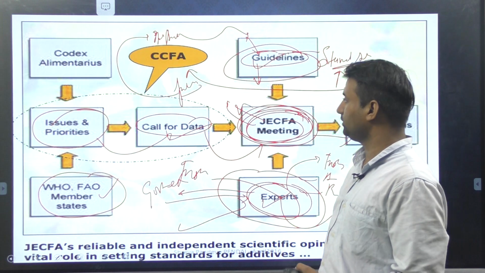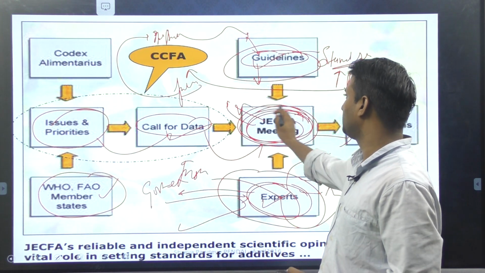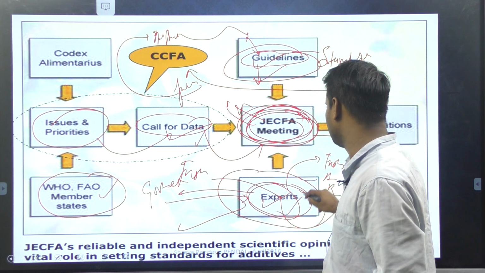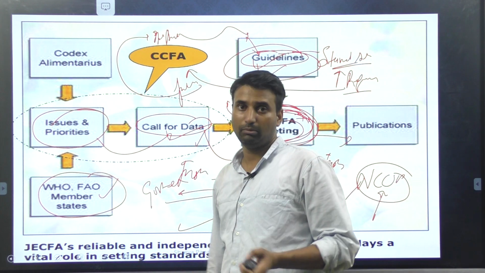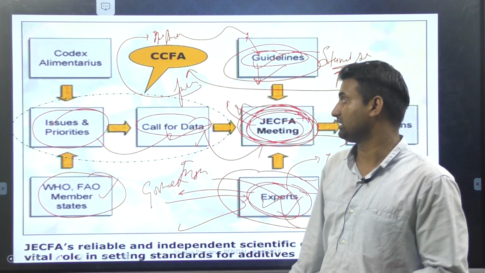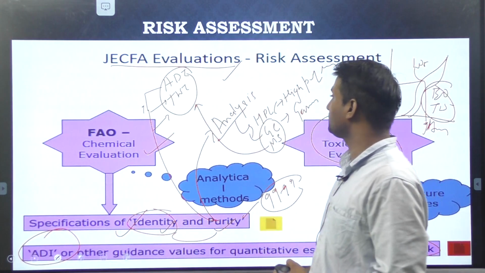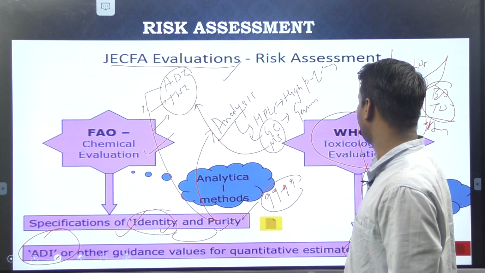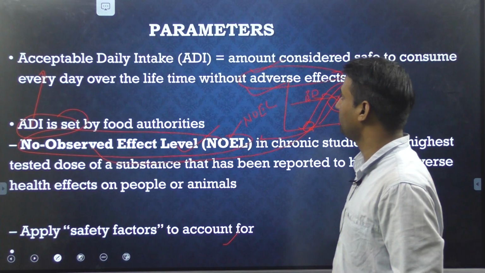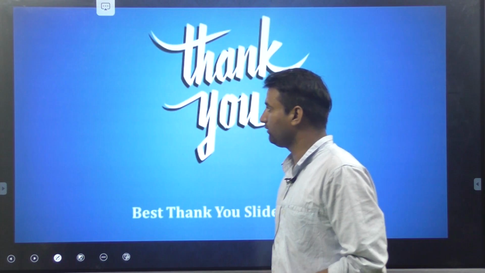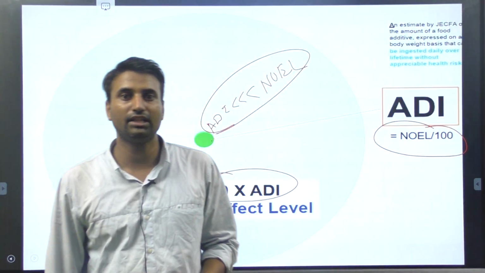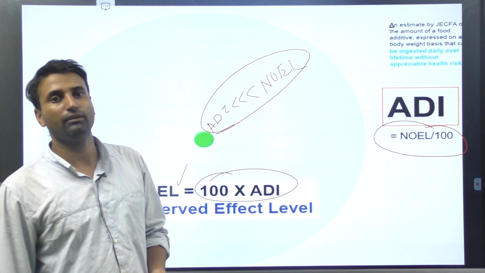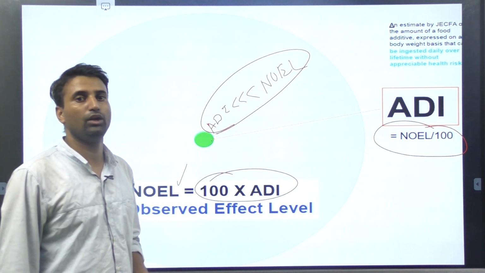Here we find that the input for the JECFA meeting has to come from data, guidelines, and experts, and then the final publication comes after the risk assessment. Then the JECFA evaluation is there. So how the JECFA evaluation takes place with the help of FAO and WHO, this is all we have understood. And finally we have understood how much smaller the ADI is compared to the other element, particularly in relation to the NOEL.